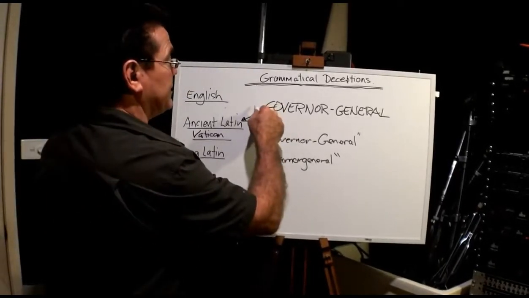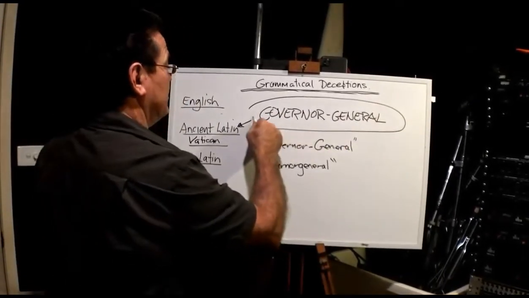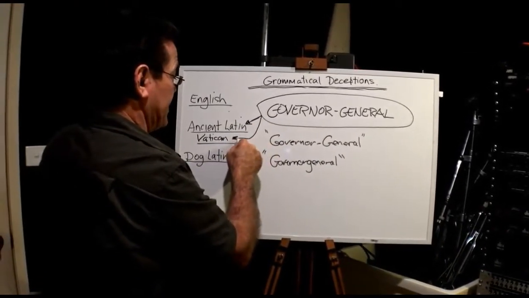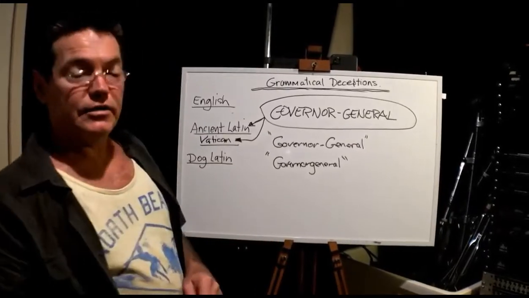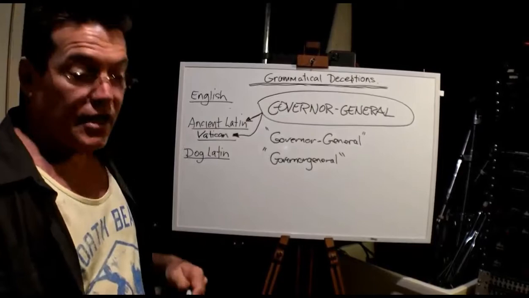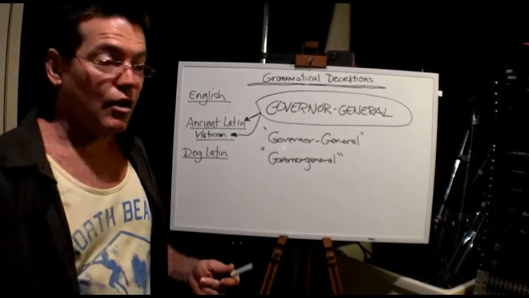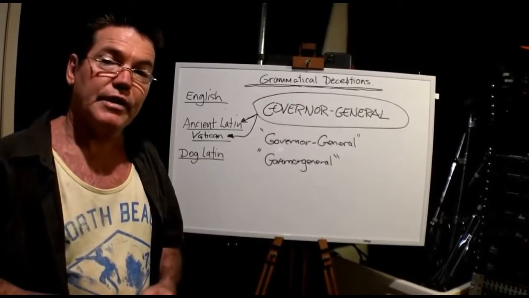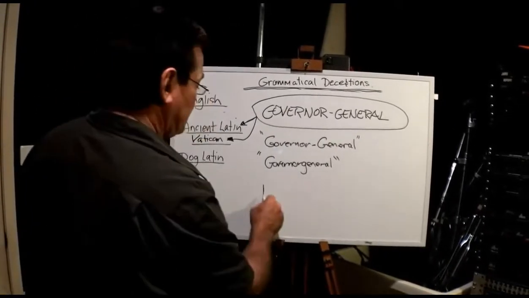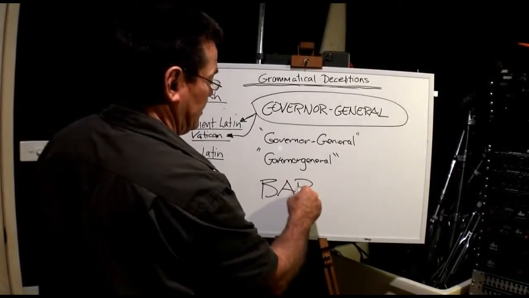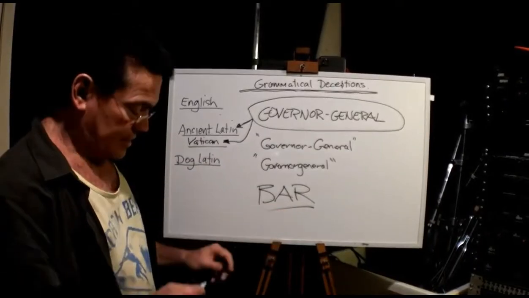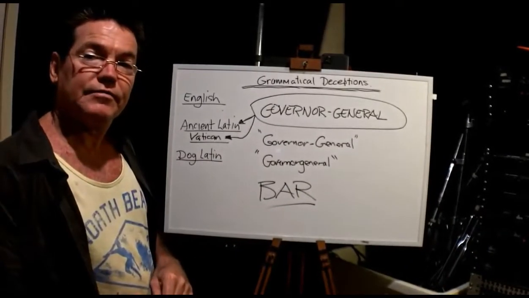So what they're saying is that this Governor General is the property of the Vatican. The Vatican owns the City of London. The City of London more than likely owns the US Federal Reserve. And the City of London is the bar. And the bar are all the lawyers.